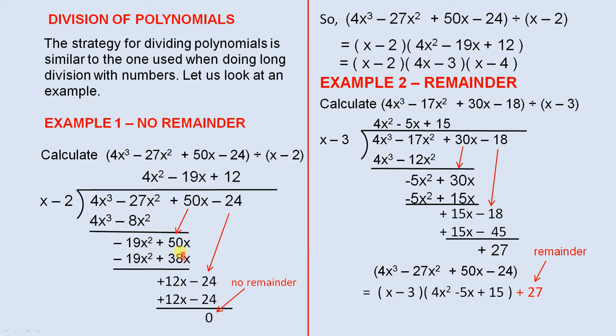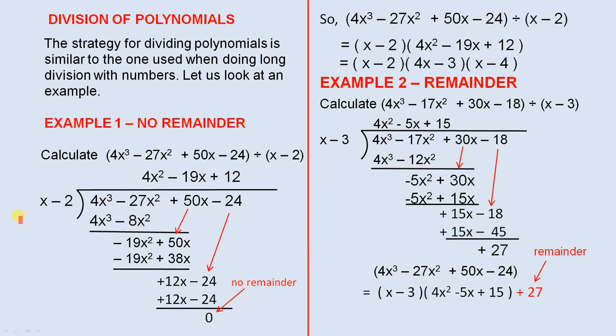Now let's do subtraction again. 50x minus 38x is 12x. You carry the minus 24 down. Let's go for the division again. X divided into 12x goes 12. 12 times x minus 2 is 12x minus 24. We do subtraction, that's this line minus this line gives you 0. So there is no remainder.